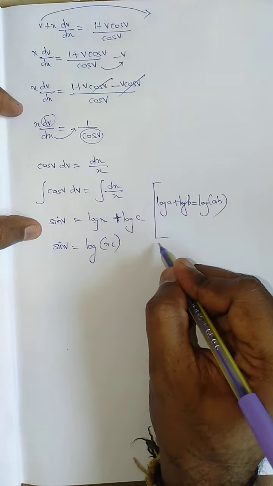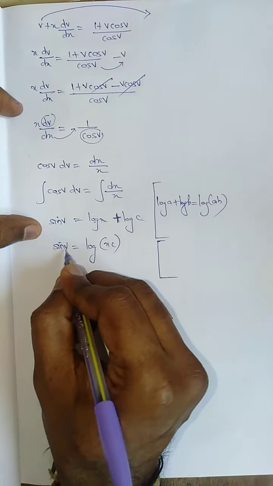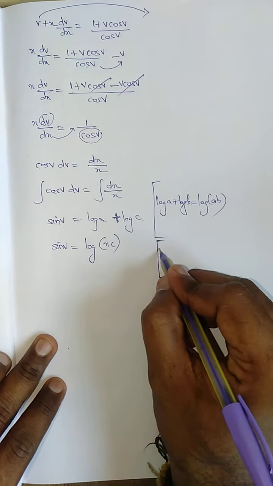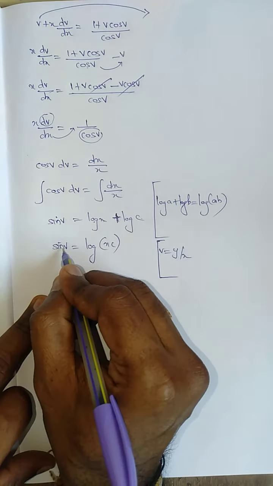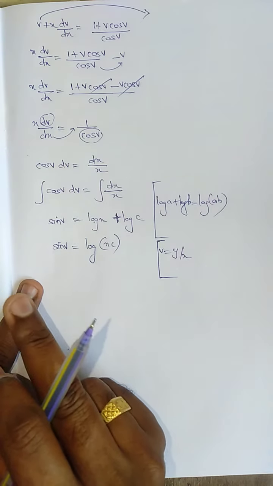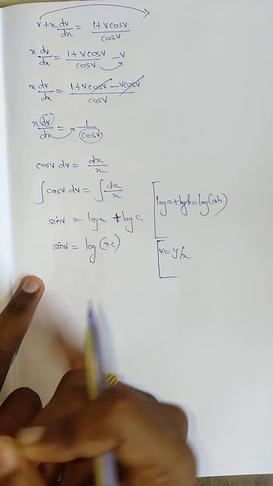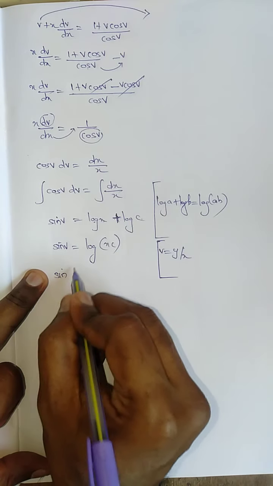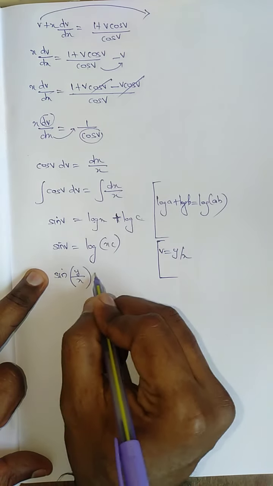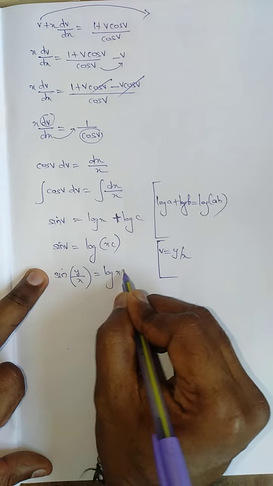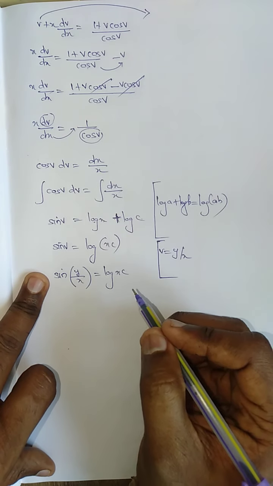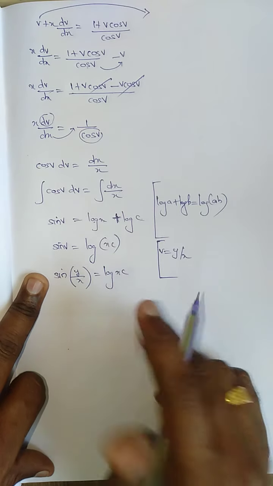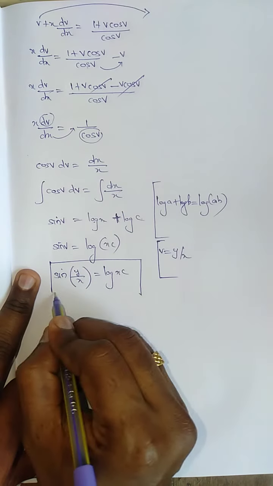So now I need to substitute v. What is v? Wherever v is present, I can put y by x. V is nothing but y by x. So the final answer should be in x and y only, because the question is in the x and y variables. Sin of v, and v is nothing but y by x, is equal to log xc. So we can stop the answer here itself. This is the required answer for this sum.